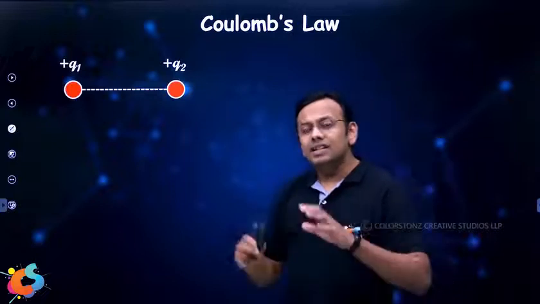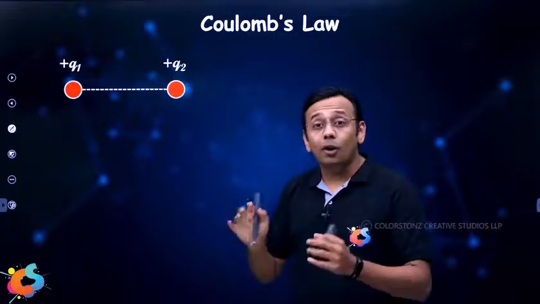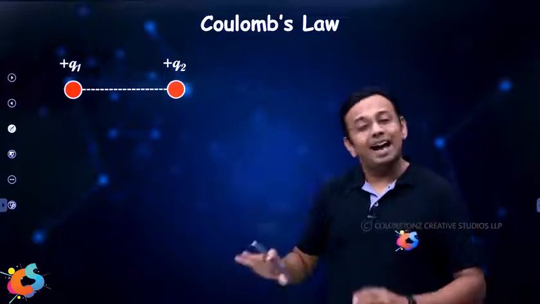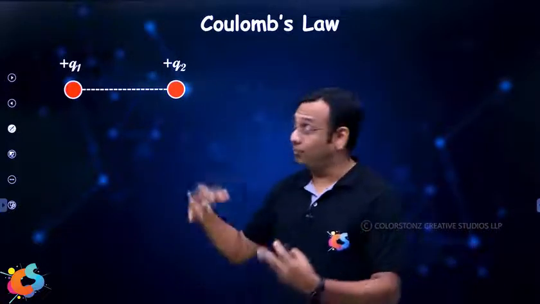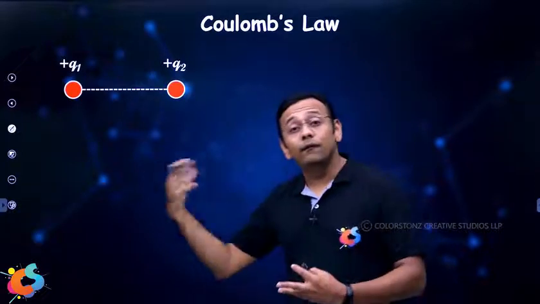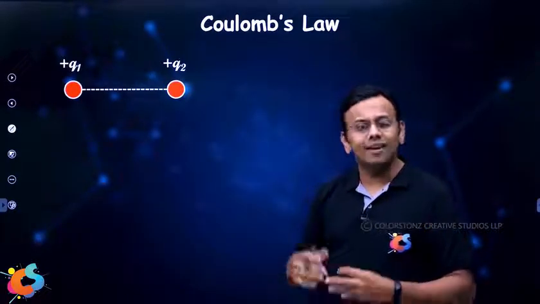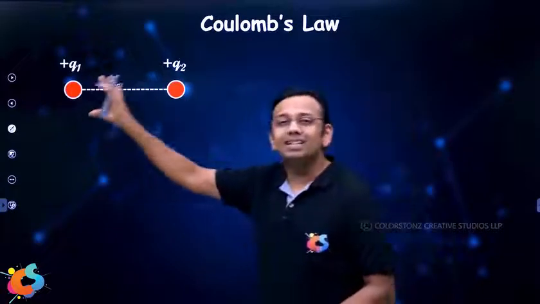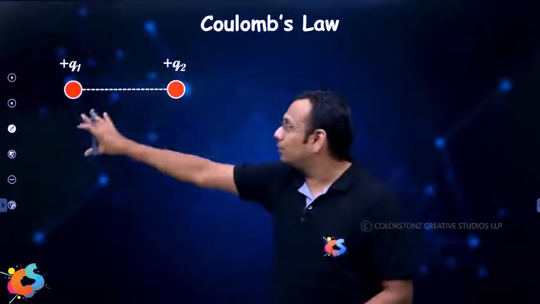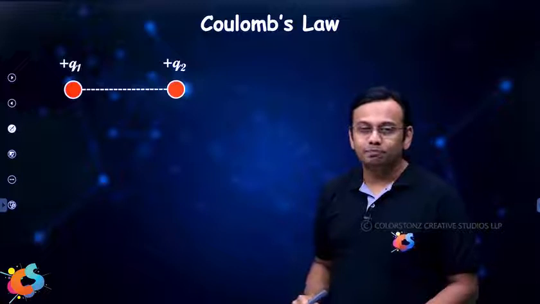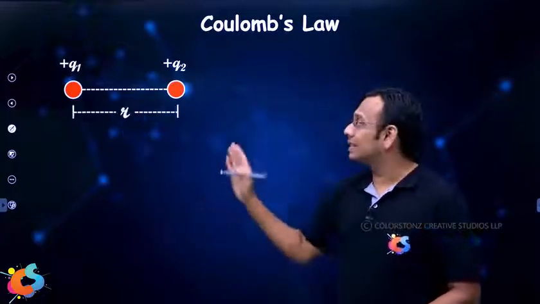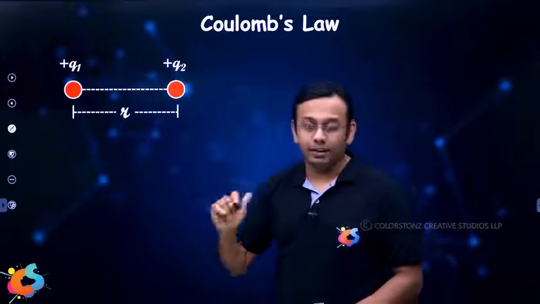Now once again, just for developing the theory, for now, I am assuming that both are positive charges. I will tell you what happens if both are negative charges, if one is positive, other is negative, and so on. But for now, let us consider that both of these are positive charges, plus Q1 and plus Q2. And as we can see, they are separated by a certain distance, which we will call R.